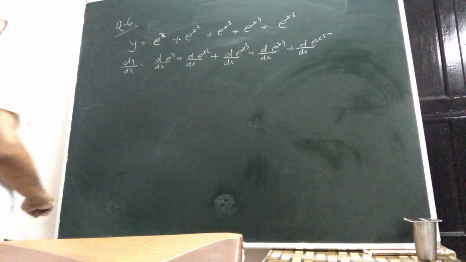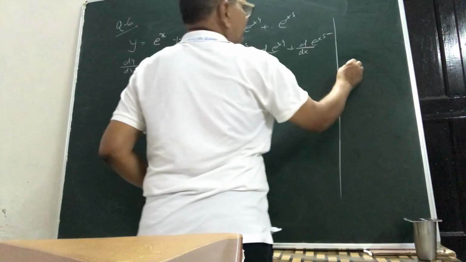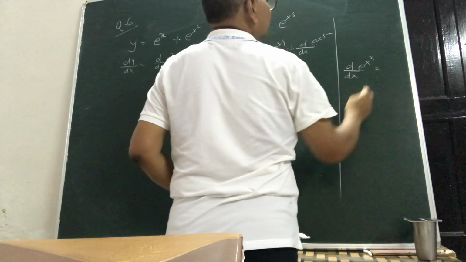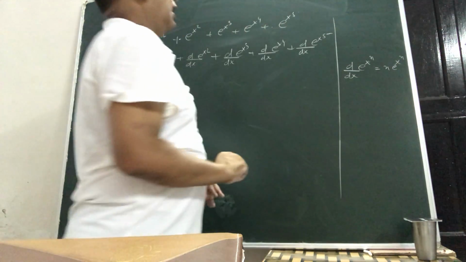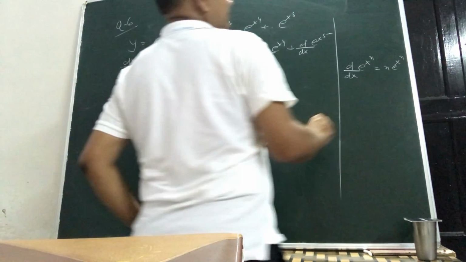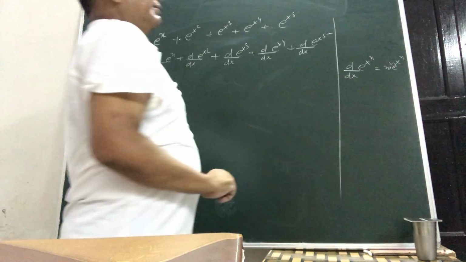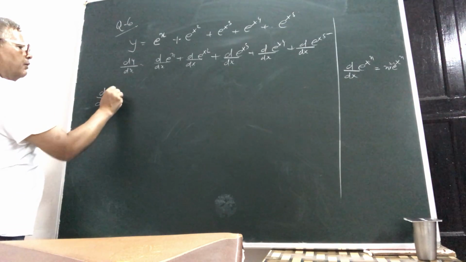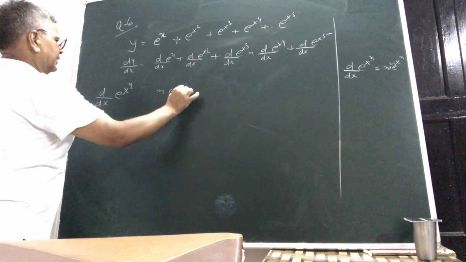Now, what you need to do is, one way is you can show that d by dx of e raised to power x^n is equal to how much? n x^(n-1) e raised to power x^n. This is what we will show you. How? A general proof. d by dx of e raised to power x^n, where n is some integer. Let us see what it is.